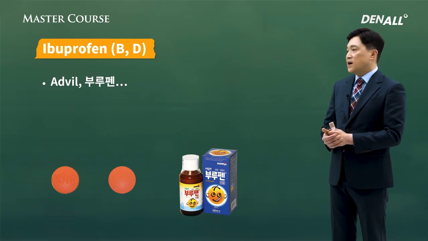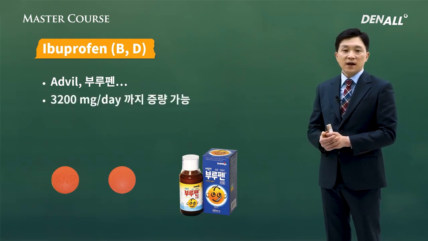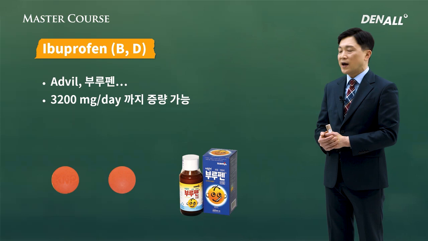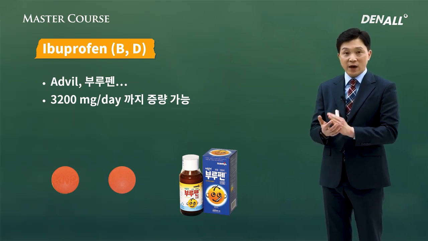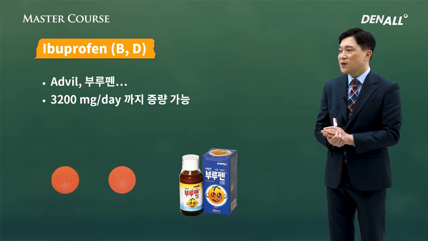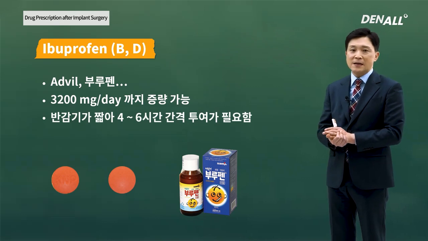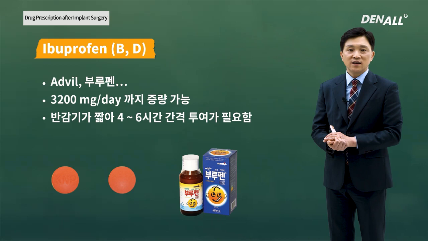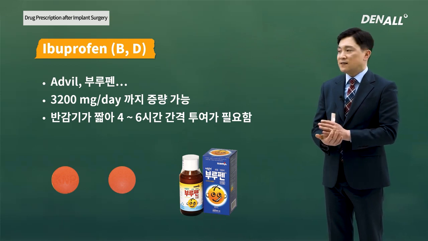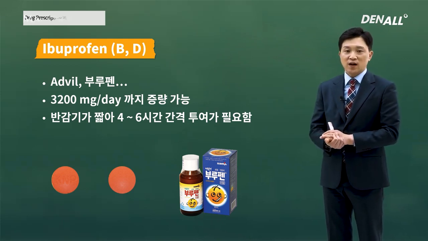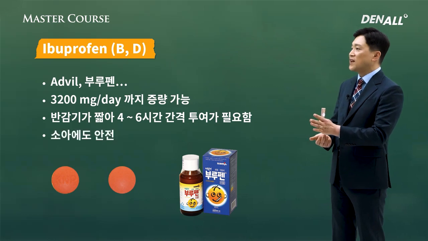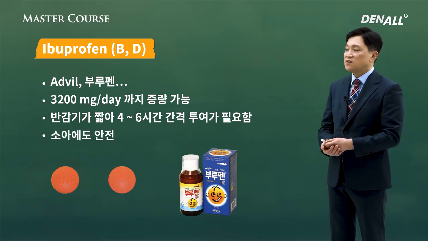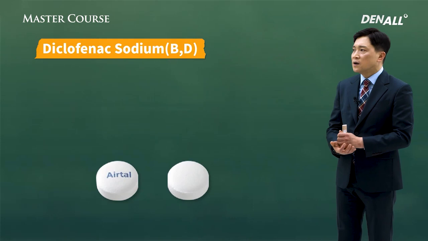This is very safe, so up to 3,200 milligrams per day can be used, and the analgesic effect is superb. However, there's one disadvantage. The half-life is very short. Thus, for proper analgesic effect, it should be administered every 4 to 6 hours. It is in the form of a syrup. That means it is safe for children as well.